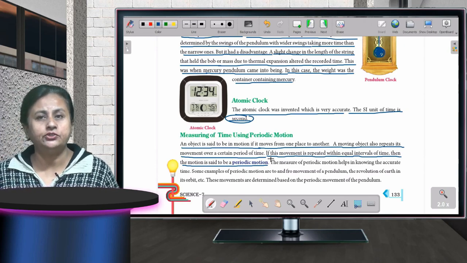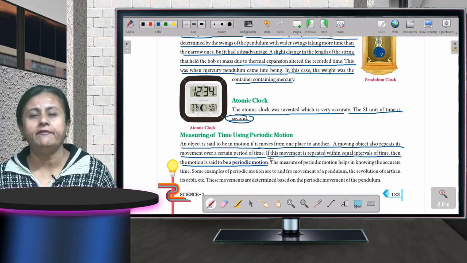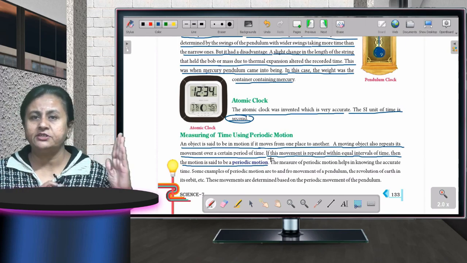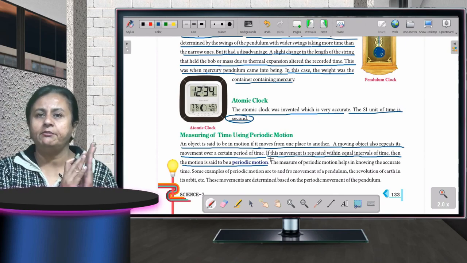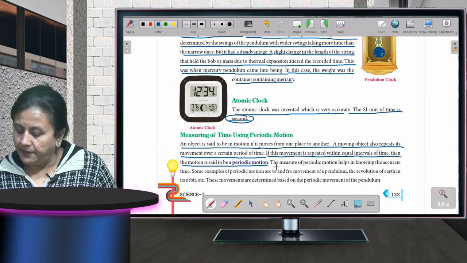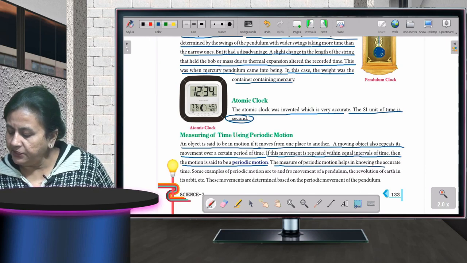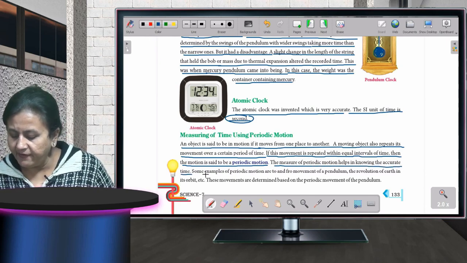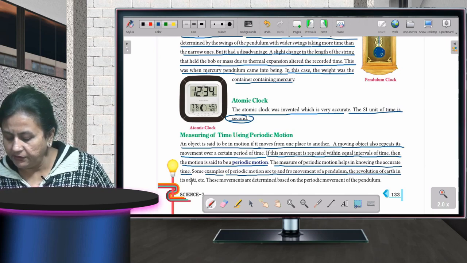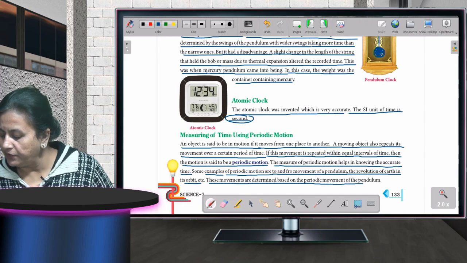See children, as I told you, I'm not moving. That means my body is at rest. If I'm standing here and I move this way, that means my body is in motion. Now, the measurement of periodic motion helps in knowing the accurate time. Examples of periodic motions are the to and fro movements of a pendulum, the revolution of the earth in its orbit, etc. These movements are determined based on the periodic movement of the pendulum.